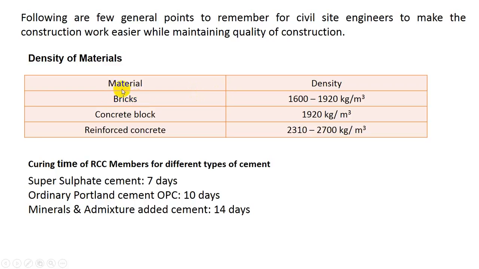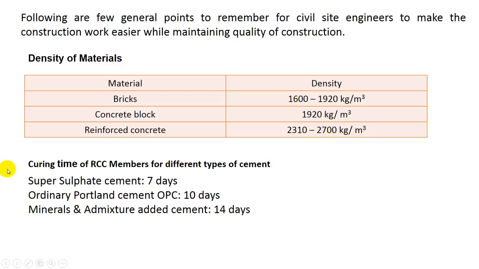For brick it's 1600 to 1920 kg per meter cube. For concrete block the density should be 1920 kg per meter cube. And for reinforced concrete, I mean if bars are present in the concrete, for our beam, column, slab like that, its density should be 2310 to 2700 kg per meter cube.